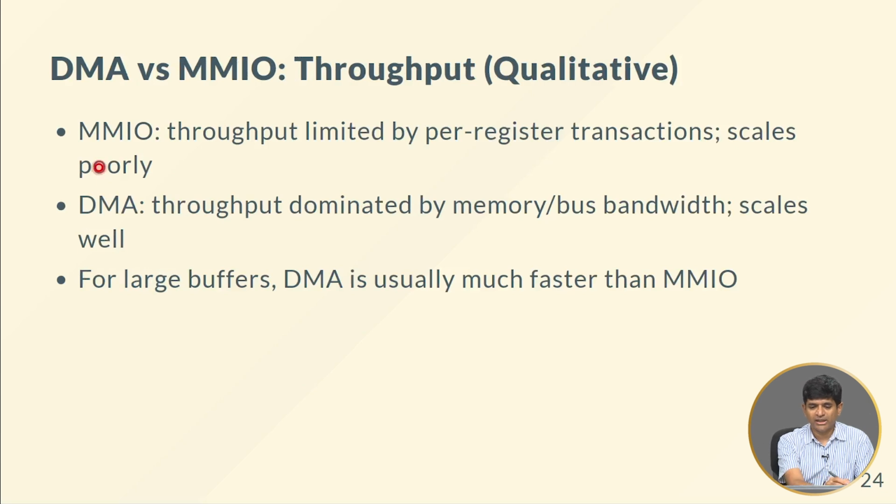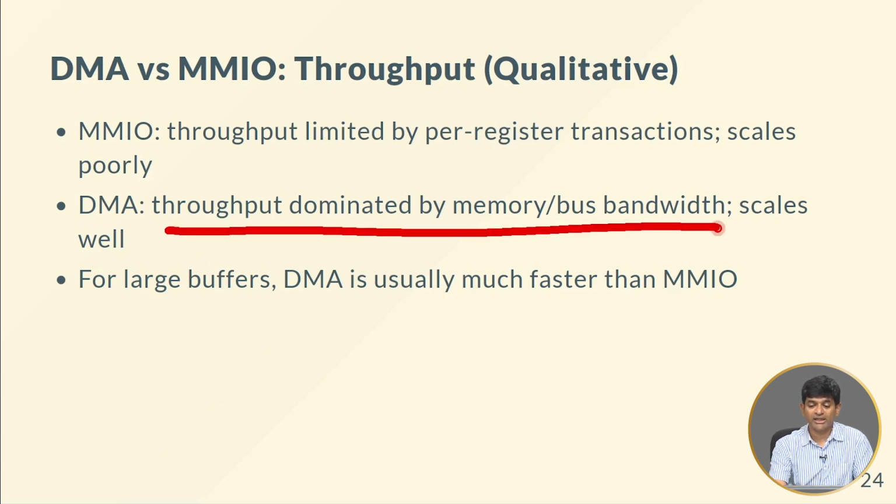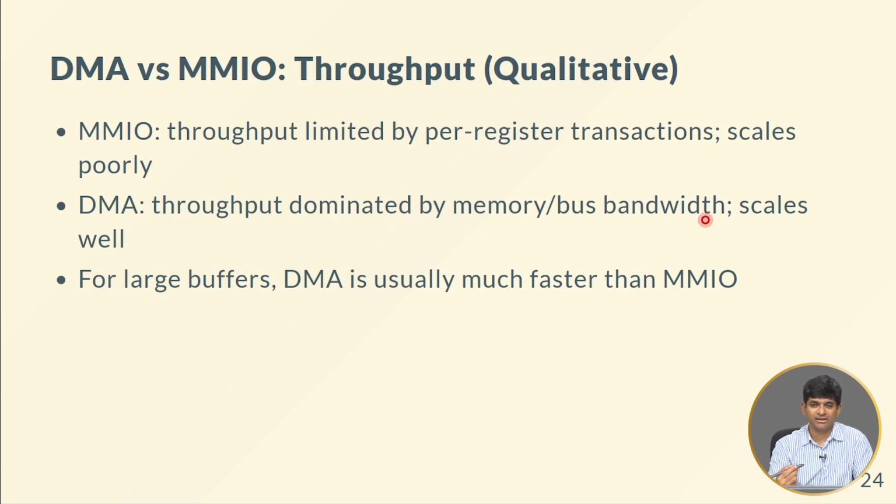So MMIO, in other words, is throughput limited by transactions at an individual register level. It scales poorly. As the number of transfers increases, it starts running into problems. DMA, on the other hand, can get to a point where the throughput is dominated by the bandwidth of the bus itself. That's usually the best case scenario. If you are able to saturate the bus by making sure that there is a data transfer on every clock cycle, that's the best that you can do.